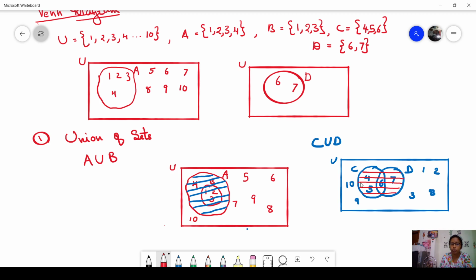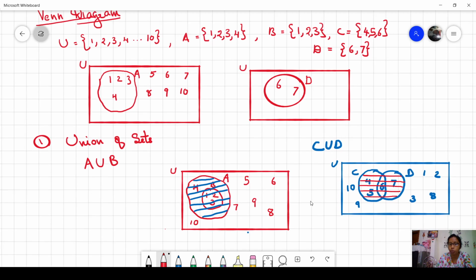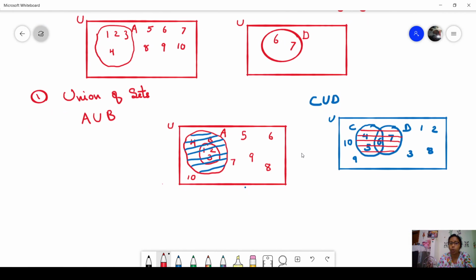Clear? So we have dealt with two sets where one set is a proper subset of the other, and the other case where both are not a proper subset. They are two sets with an intersection; they are not disjoint. Now the next case we will take is when two sets are disjoint.